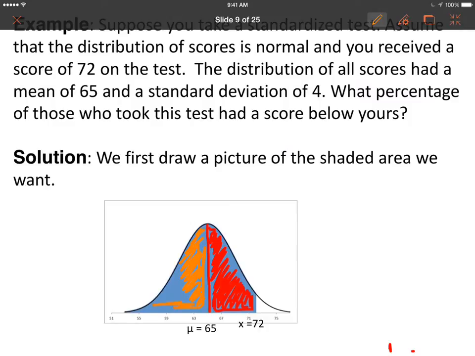Now this area to the left you should be able to tell me already, actually, because it's just everything to the left of the mean. We know in any normal distribution that the mean is equal to the median. So the area to the left of 65 is just 0.5, right? Half of the data is to the left of the mean, and the other half is to the right. So the real work is going to be finding this red shaded area.